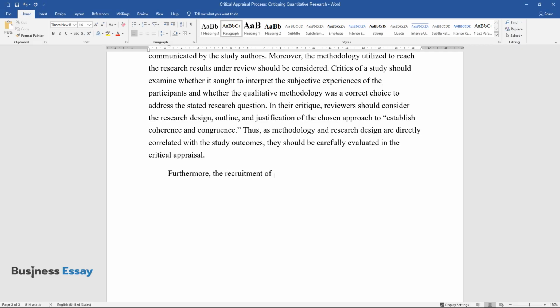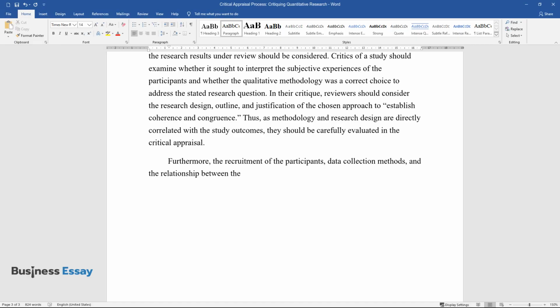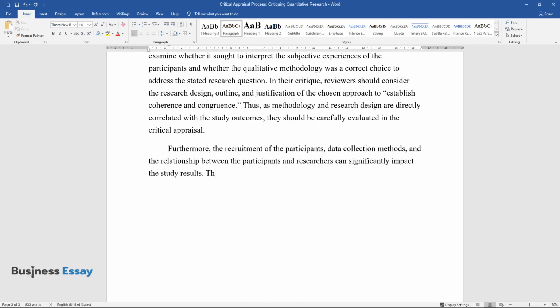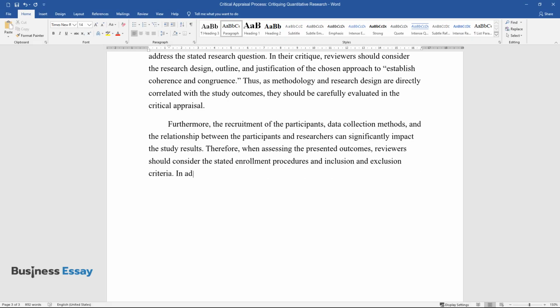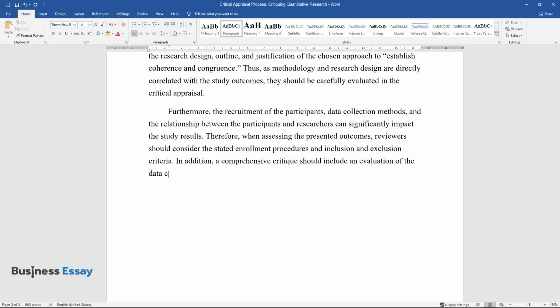Furthermore, the recruitment of the participants, data collection methods, and the relationship between the participants and researchers can significantly impact the study results. Therefore, when assessing the presented outcomes, reviewers should consider the stated enrollment procedures and inclusion and exclusion criteria. In addition, a comprehensive critique should include an evaluation of the data collection methods and settings.